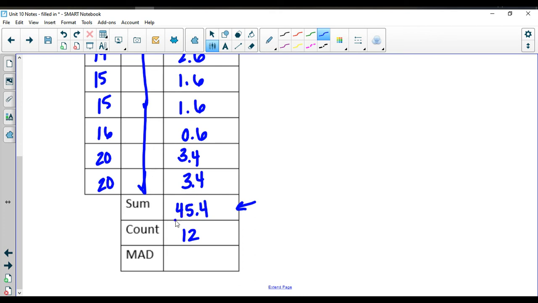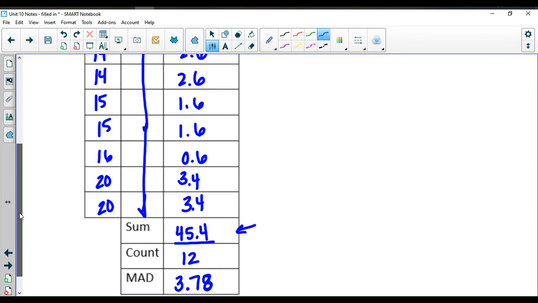So now I'm basically going to find an average using these 2 numbers. So my 45.4 divided by my 12, and I get 3.783 repeating. Most times with our MADs, especially if we have a decimal that keeps going, we're going to round to the nearest hundredth. So we're going to take our MAD to be 3.78 for our data set here that we have today.